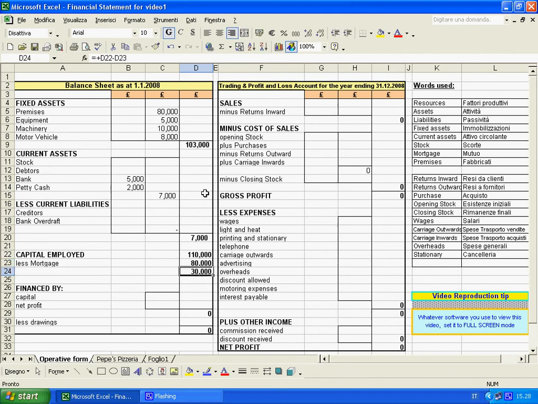But £30,000 are left to be financed by the shareholders. The shareholders are the owners of the new company. They have to invest £30,000 to complete the process of financing the business. And in this case, the balance sheet stays balanced.